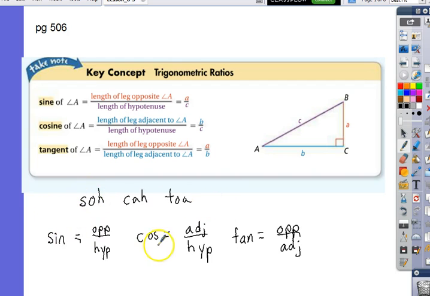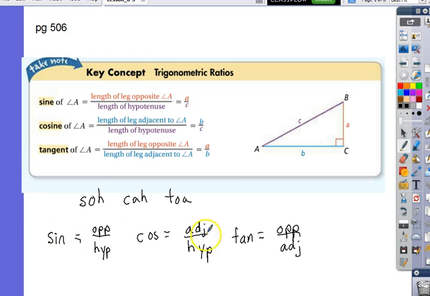So SOHCAHTOA is one way. Another way is the phrase, some old hippie caught another hippie tripping on acid. So you can use either one of those. Whatever helps you remember this setup right here is what I want you guys to be able to do.